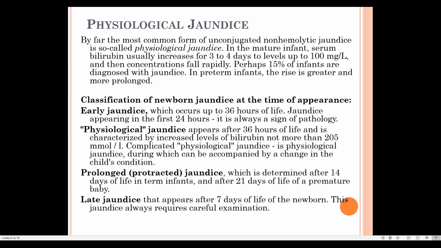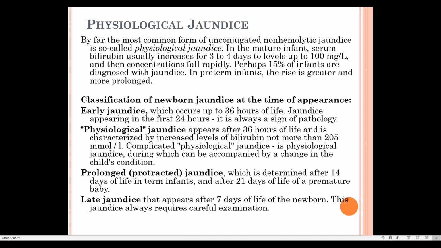Perhaps 15% of infants are diagnosed with jaundice. In preterm infants, the rise is greater and more prolonged. This jaundice is caused by natural destruction of fetal hemoglobin and its transformation to normal adult hemoglobin. Hemoglobin F breaks down and hemoglobin A starts to be determinable.